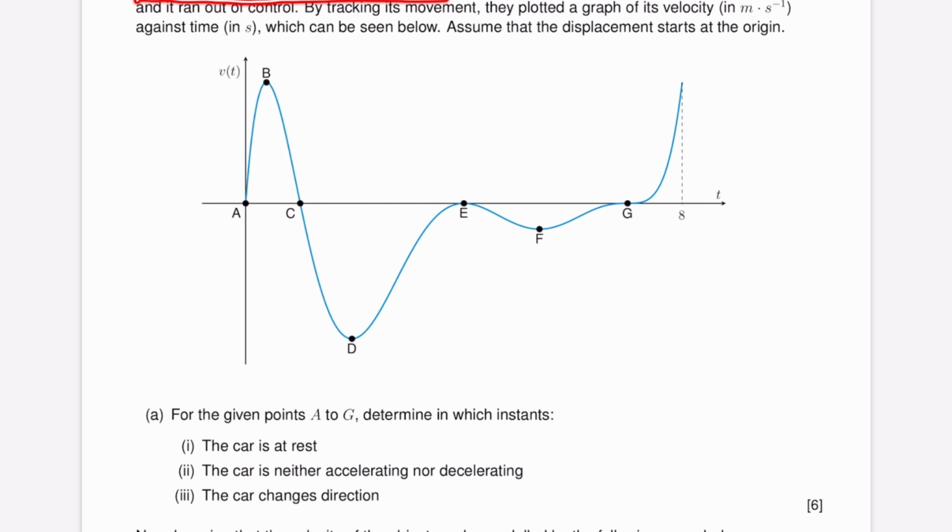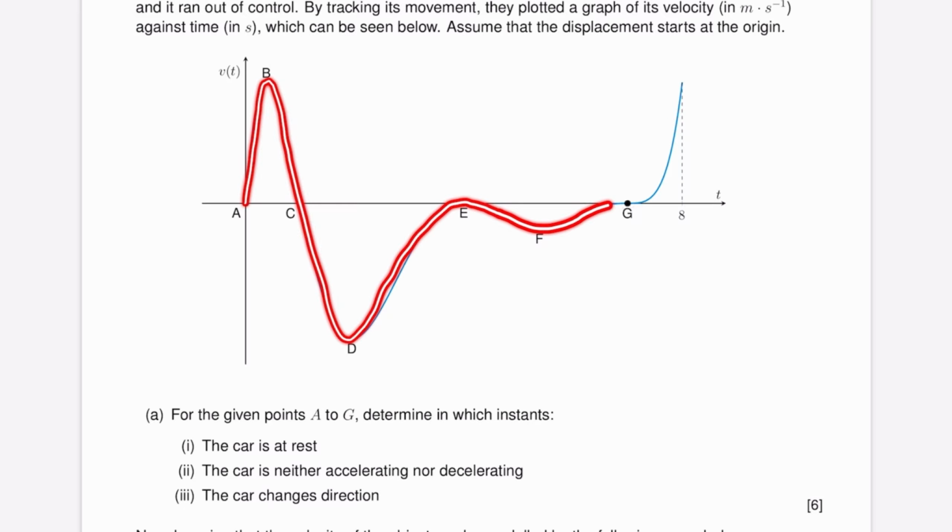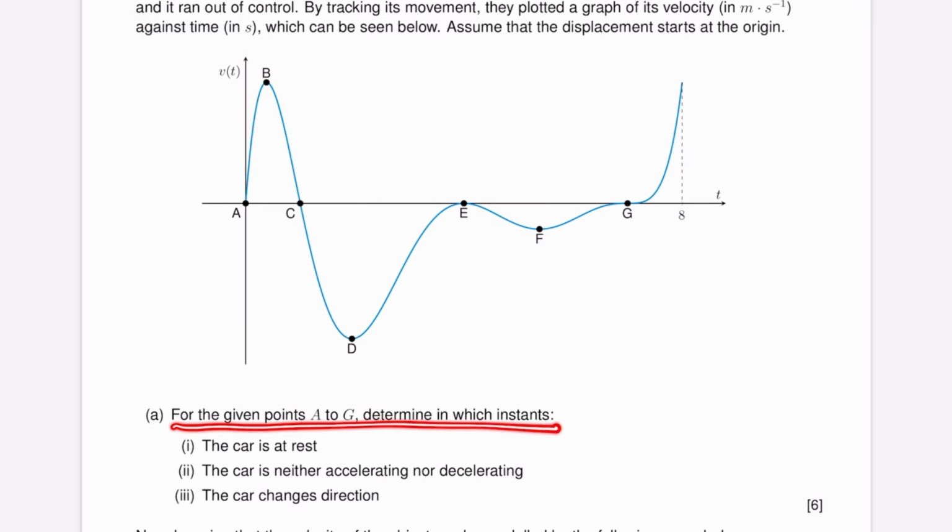Mr. Galileo bought a remote control car from his son Isaac, and as they turned it on, they were able to plot the velocity of this car in some way, don't ask me, which is represented by this curve. Now this is 8 seconds, and we have a number of points here from A to G. Now, referencing these points from A to G, we need to find where the car is at rest.